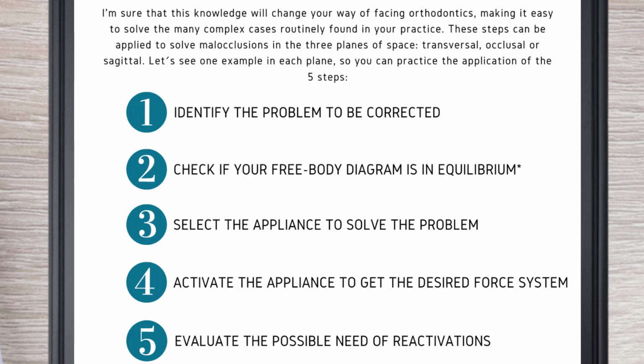Number 2, check if your free body diagram is in equilibrium. Step number 3, select the appliance to solve the problem. In step number 4, you need to activate the appliance to get the desired force system. And finally, in step number 5, you will evaluate the possible need of reactivations.